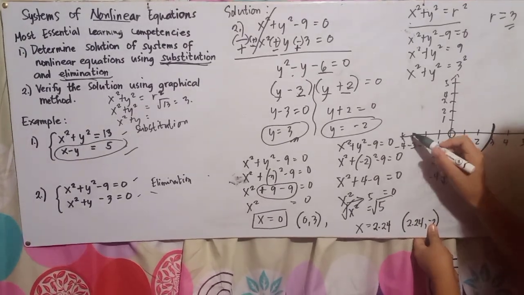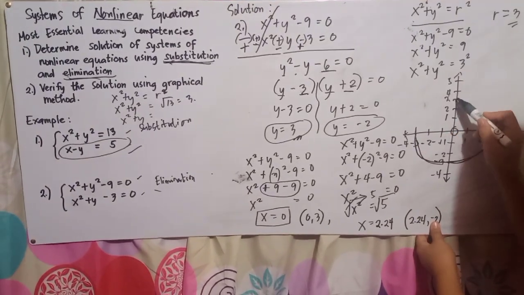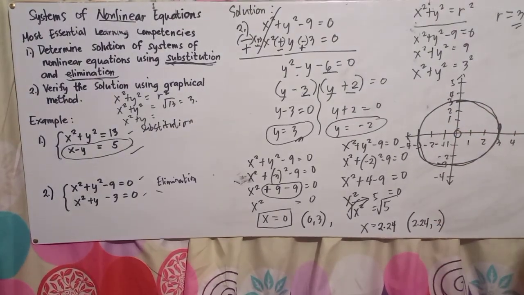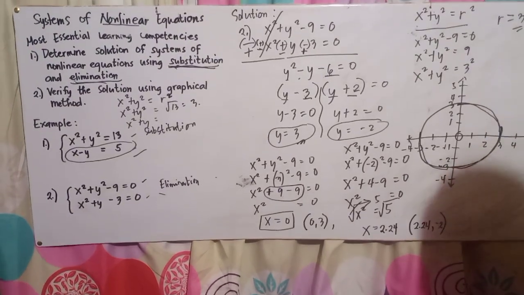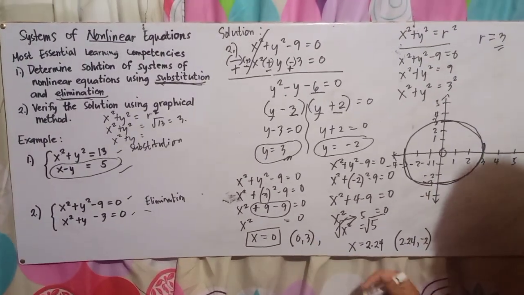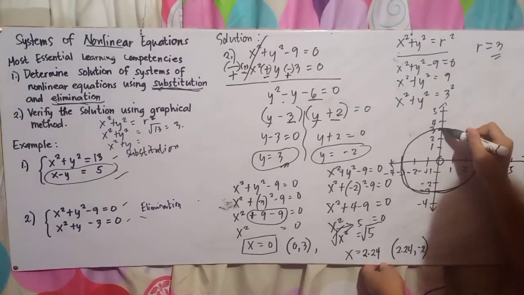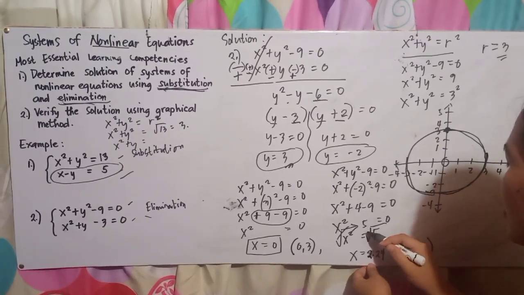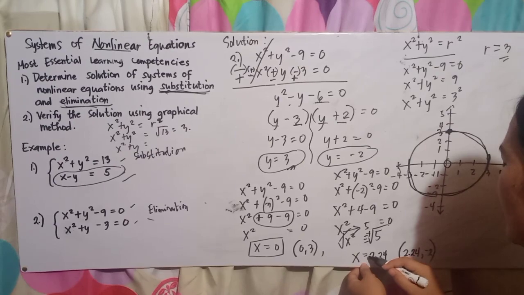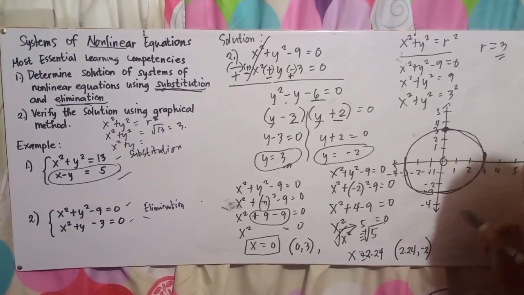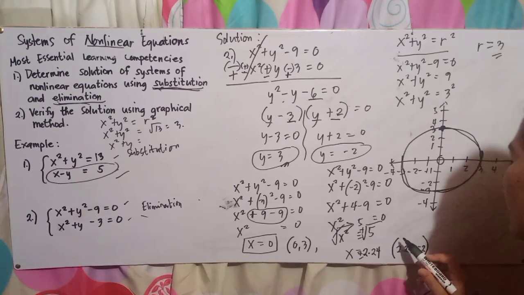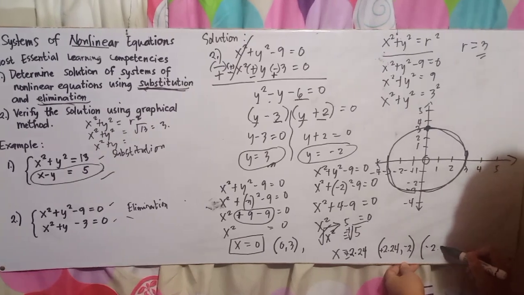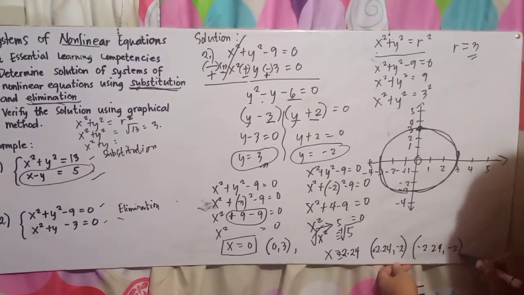So, 3. Panaog ang circle. Then, i-plot na nato ang given na ordered pair. Answer. So, 0, 3, 0, and negative 3. So, ang isa, since square root pa na dira, so, ang answer daan ani positive o negative. So, positive 2.24, ang isa negative 2.24, negative 2.